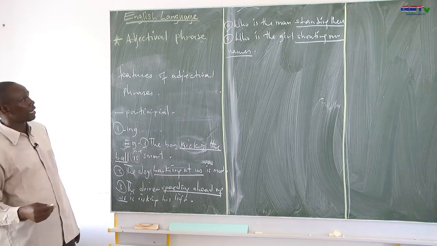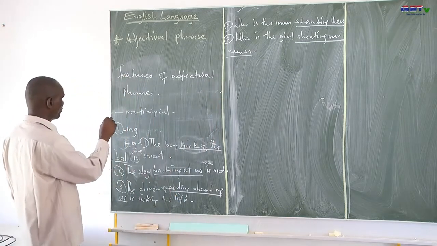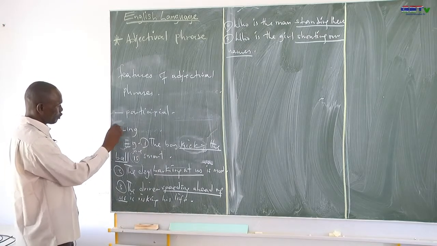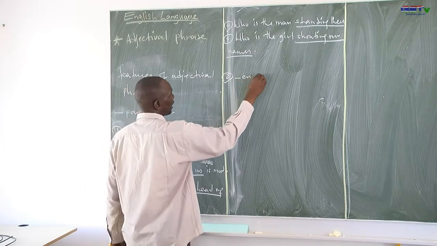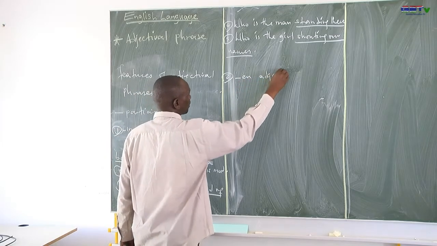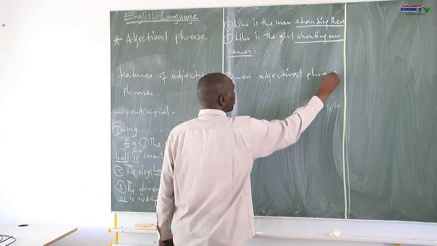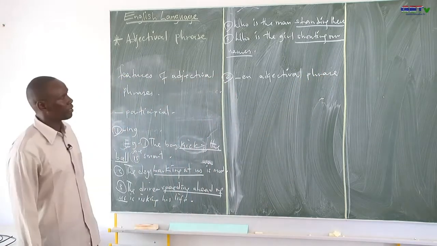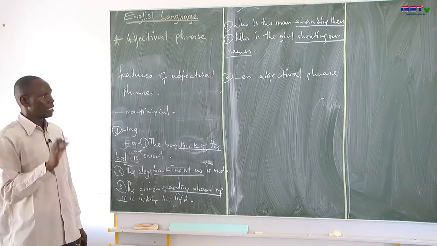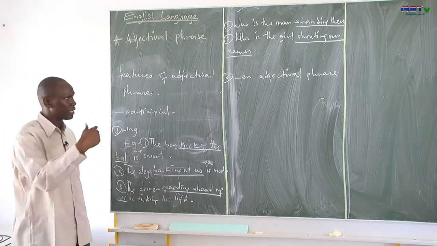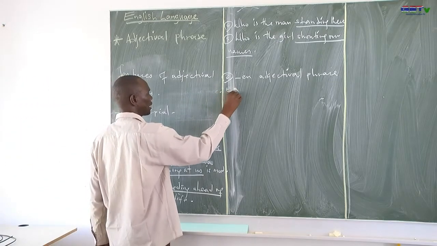Now we also have en adjectival phrases. Now this is the first one. Second, we have en adjectival phrases. Now, some adjectival phrases may begin with words which end with en. That is, the head word may end with en. For instance, let's look at examples.